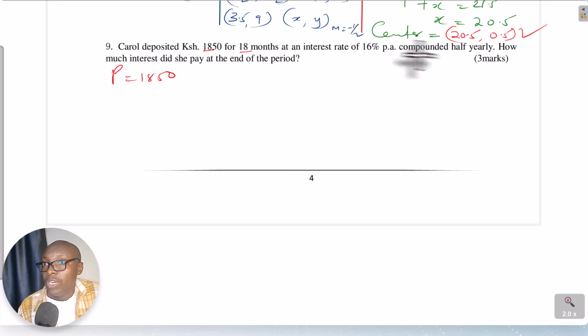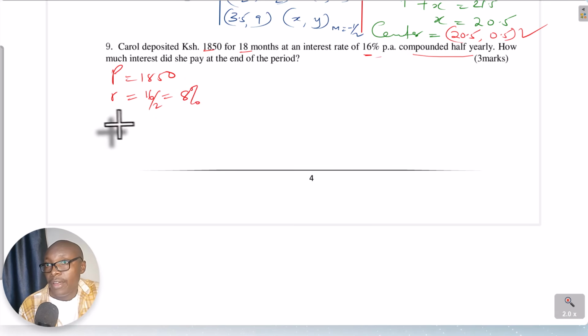Then this is compounded half yearly, meaning that the rate is going to change. The rate is given per annum, so you have to convert this one because here interest is earned half yearly, so in 1 year, 2 times. So you're going to take the rate and then you divide by 2. So the rate will be 8% half yearly, because this one is per year.